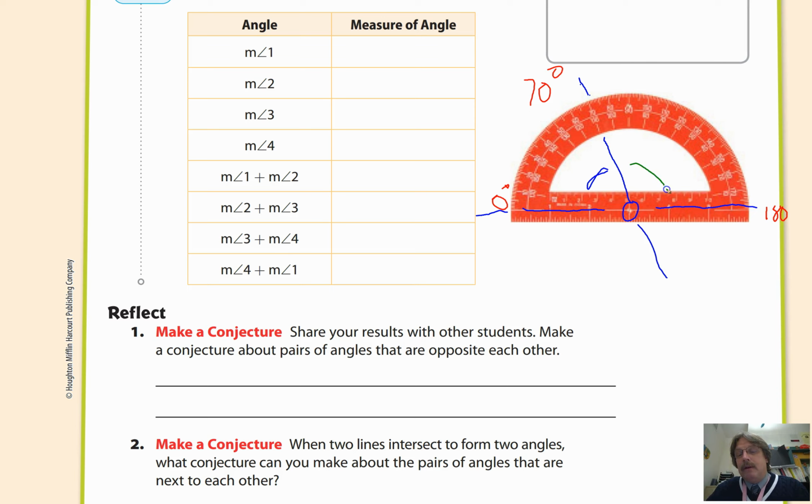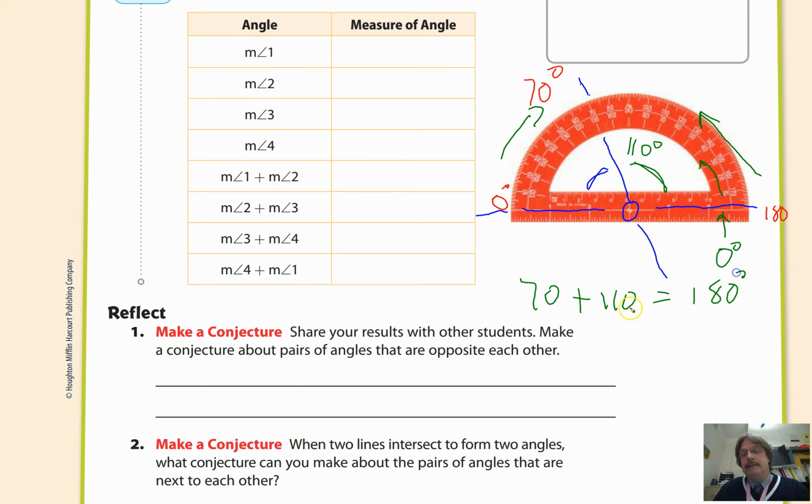Now if you want to get this angle here, you would read the inside scale. Starting at this point, that would be 0 degrees, and I read this way: 10, 20, 30, 40, 50, 60, 70, 80, 90, 100, 110 degrees. I have 70 degrees going this way and 110 going this way. 70 degrees plus 110 degrees equals 180 degrees, and that represents a straight line. That's how we use a protractor to read our angles.